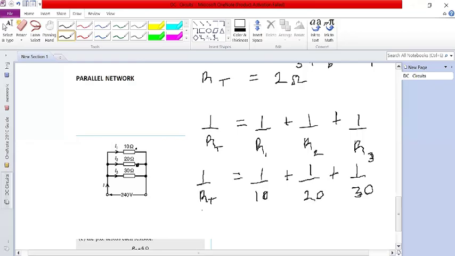So what we now need to do, we need to add these three fractions together. So to add these three fractions together, first of all, we select a common denominator. So our common denominator here is 60. Then 10 goes 6 times into 60, so it's 6 times 1, so it's 6 here. 20 goes 3 times into 60, so it's 3 times 1, which is 3. Then 30 goes 2 times into 60, so it's 2 times 1, which is 2.